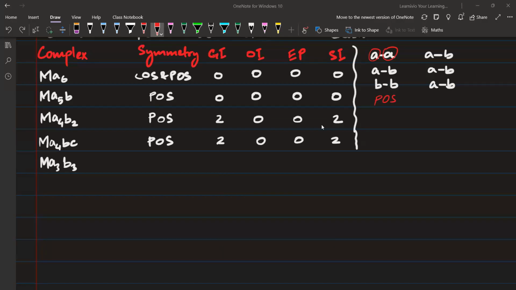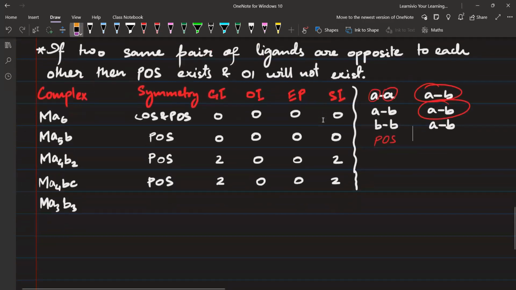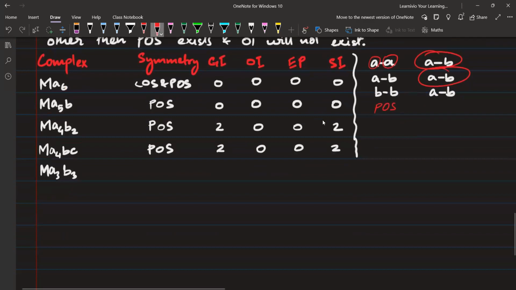Apparently it looks like that, but see, our second criterion is that two same pair of ligands are opposite to each other. AB, AB, so that's why there will be a plane of symmetry, right? So both of these geometrical isomers are having a plane of symmetry. There are two geometrical isomers, and there will be two stereo isomers.